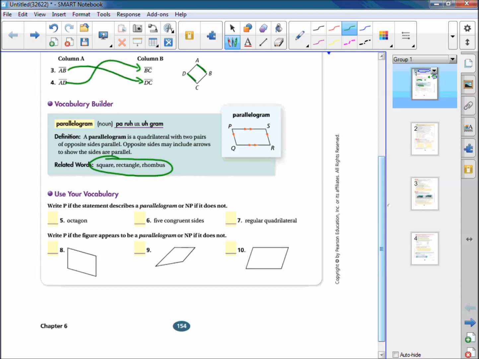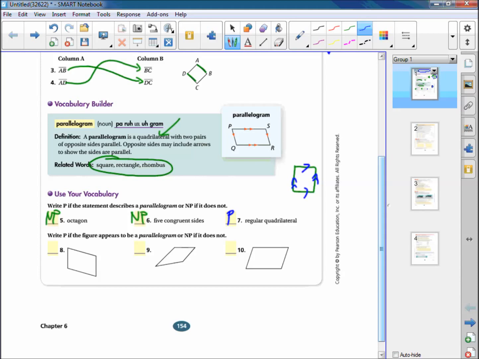Okay. All right, so write P in the statement if it describes a parallelogram, or NP if it does not. So an octagon cannot be a parallelogram because it's eight-sided and a quadrilateral is four-sided. So this is not a parallelogram. Five congruent sides. Once again, not a parallelogram because a parallelogram can only have four sides. A regular quadrilateral. So a regular quadrilateral is a square, and a square is a parallelogram because the opposite sides in the square are parallel. So this is a parallelogram.